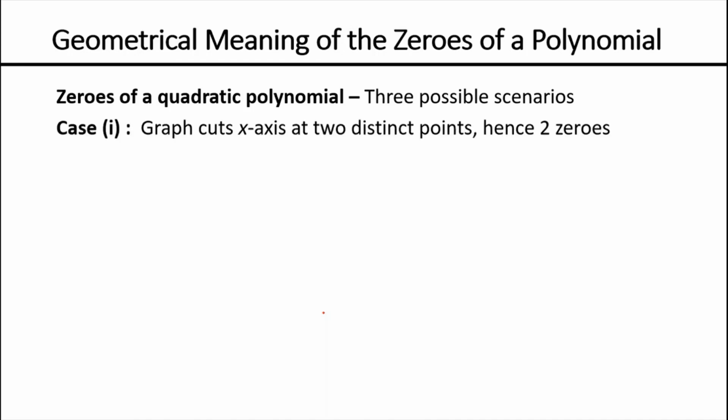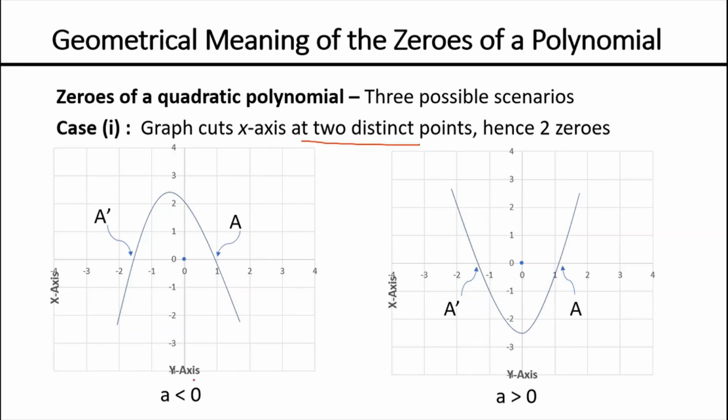The first case is that the graph of quadratic polynomial intersects the x-axis at two distinct points, as there are two zeros. Now we have just seen that in case a, the coefficient of x square, is less than 0, then the graph of quadratic polynomial will be a parabola facing downwards. And in case a is greater than 0, the parabola will be facing upwards. In both these graphs, we can see that the graph of quadratic polynomial is intersecting the x-axis at exactly 2 points, and the x-coordinates of these points will be zeros of this quadratic polynomial.